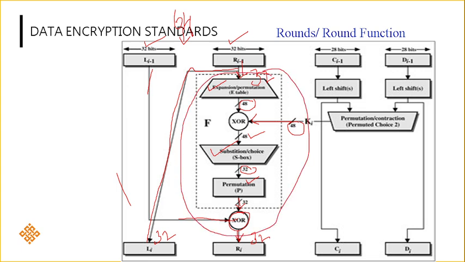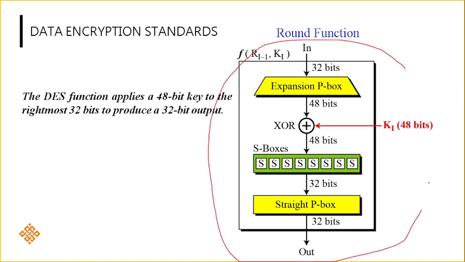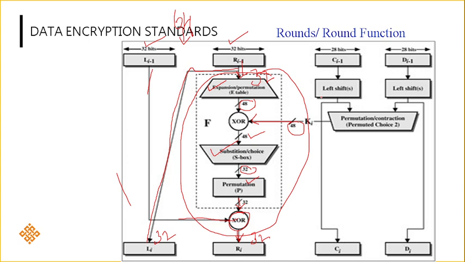As I told you, from the right side part we get a 32-bit input. That is sent into the expansion box. In the expansion box, it is converted into 48 bits. Why? Because we are doing an XOR operation with the key, which has a length of 48 bits, but we have only 32 bits here. So we convert those 32 bits into 48 bits, so that the two 48-bit values can be XORed.